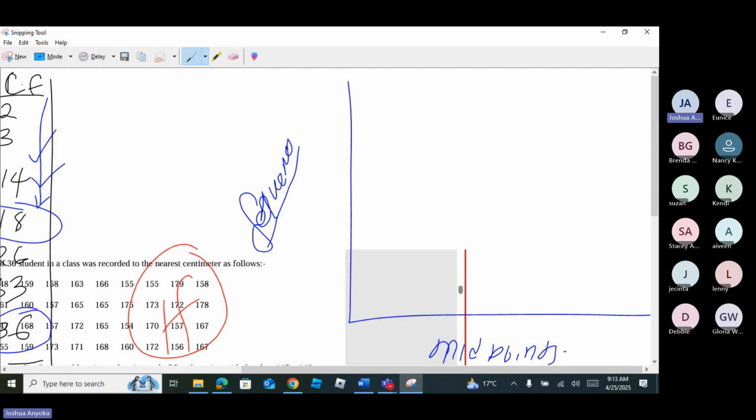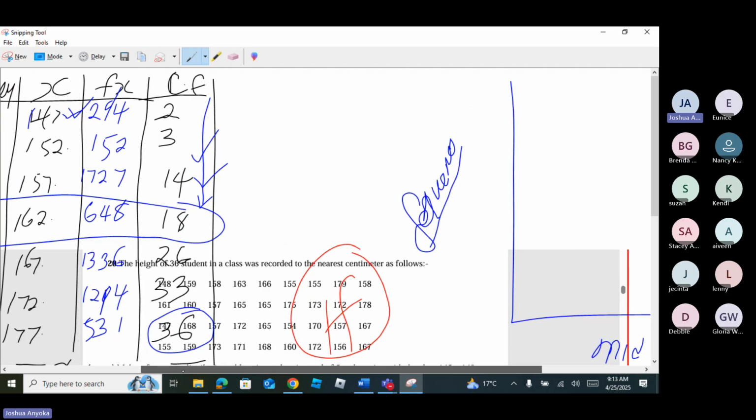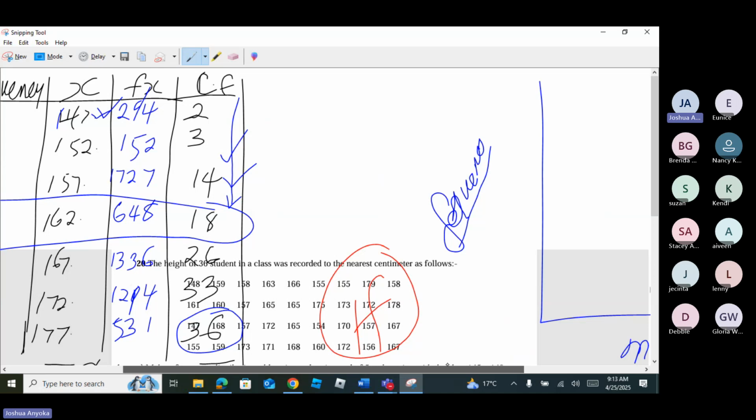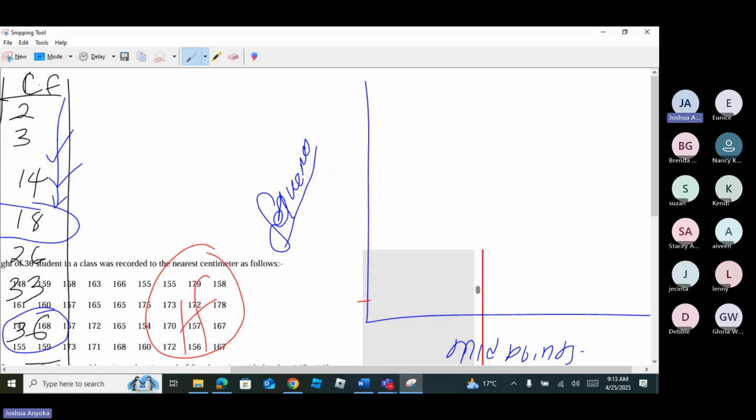So our highest frequency is 11. So our numbers must accommodate 11. So we start with the 1, 2, 3, 4, 5, 6, 7, 8, 9, 10, 11, 12. So our frequency axis will go up to 12.